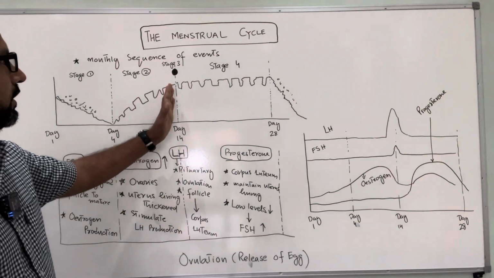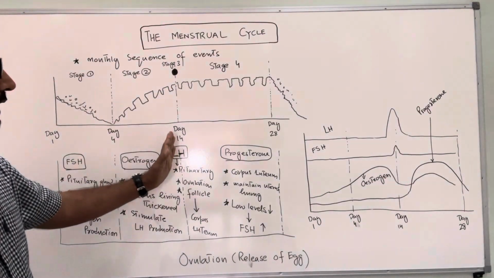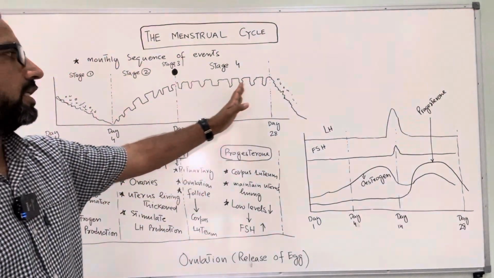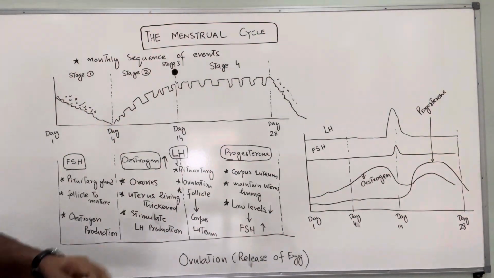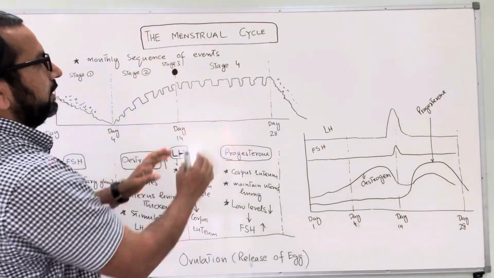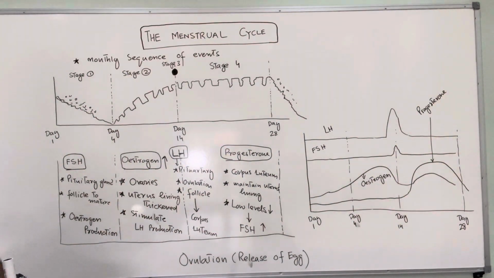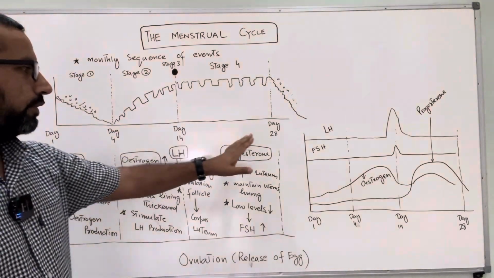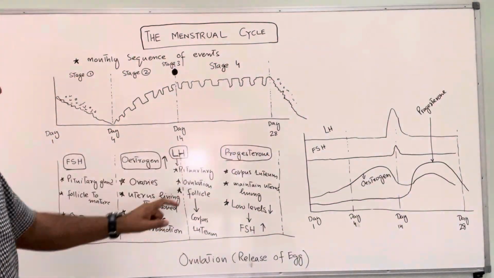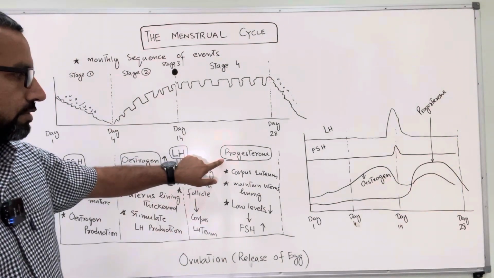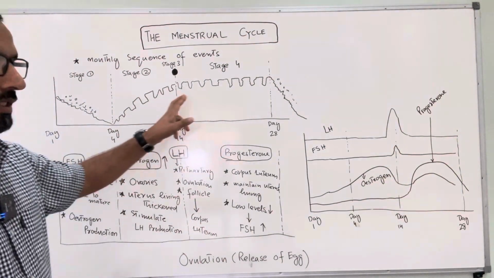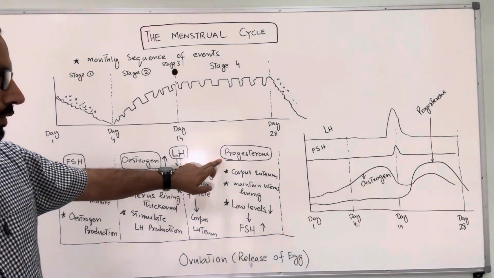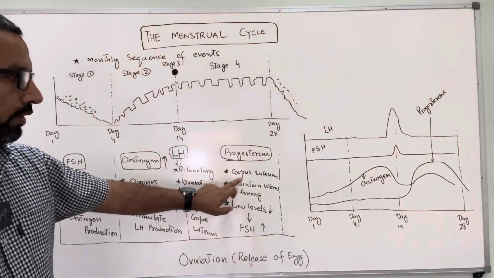Okay, then stage 3 is on day 14. After stage 3, from day 14 till day 28, there is stage 4, and a fully thick uterus lining is maintained during these 14 days, from day 14 to day 28, and progesterone is responsible for maintaining the uterus lining. So this hormone progesterone is produced by the corpus luteum.